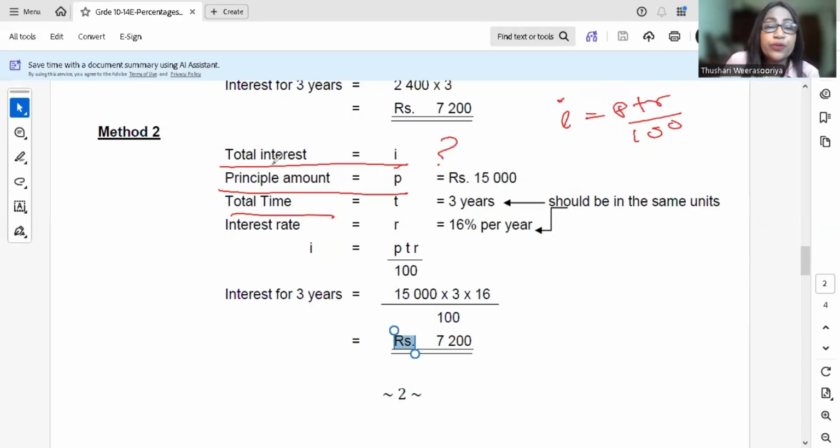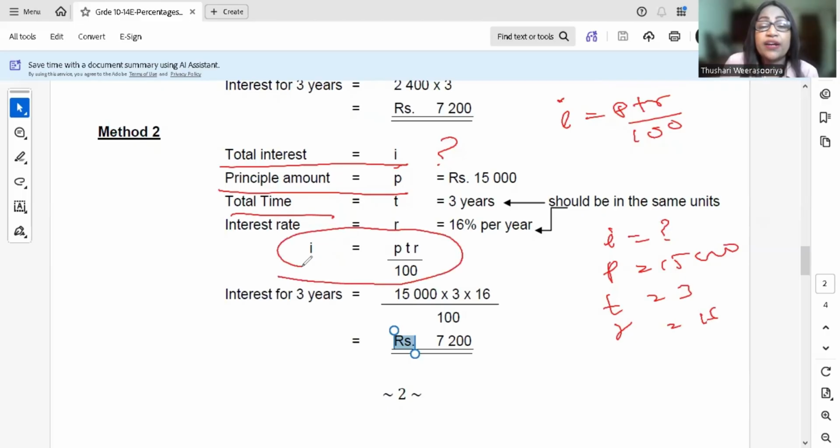Now, first, when you have a question, you write I, P, T, R. We don't know I. We have to find I. What is P? 15,000. What is T? 3 years. What is R? 16. Now you have a formula called I equals PTR over 100. You substitute: interest for 3 years, P is 15,000, T is 3, R is 16.